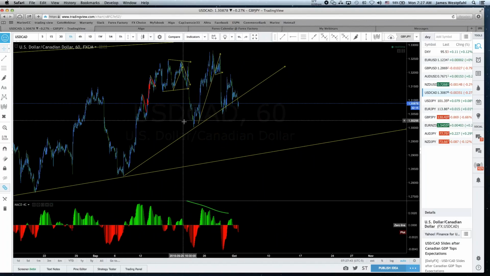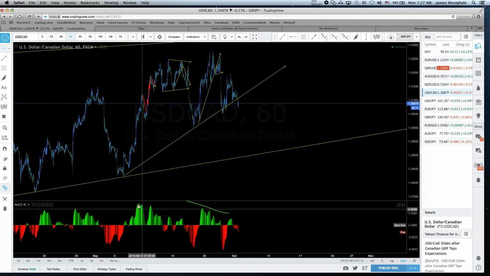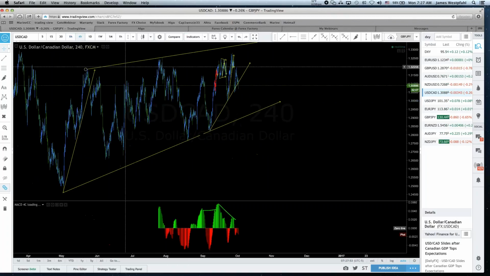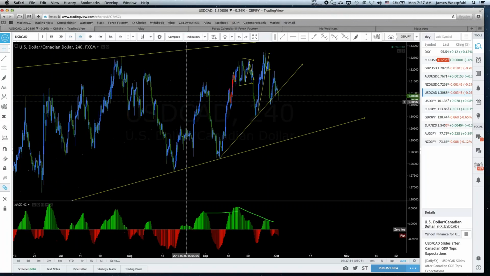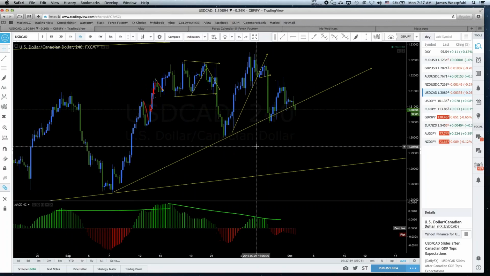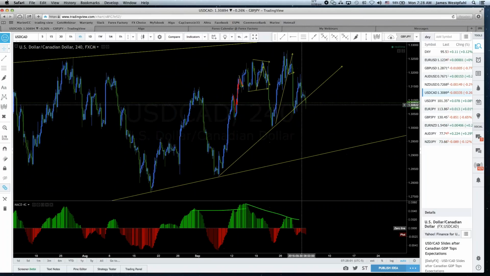And we do have our impulse correction. Impulse, some type of divergence between these two points. You see the MACD is falling off. 4R will probably show it better. Yeah, there's the 4R. So that's why we're getting some type of break.